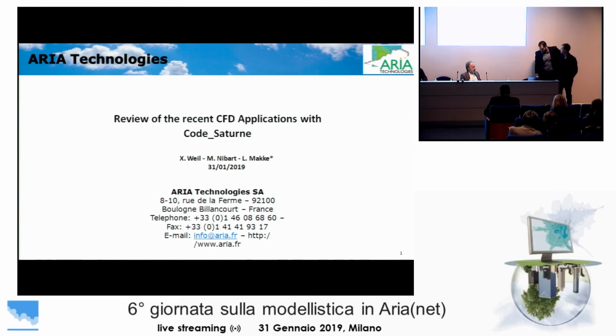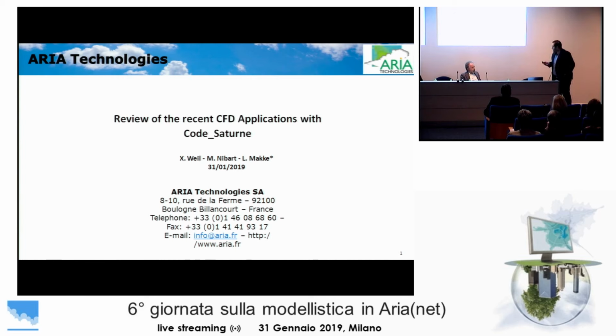And Laurent is going to present some fluid dynamic applications. And then I'm going to present two projects with PMSS, so Parallel Micro Swift and Micro Spray. Hope you enjoy. Okay, so hi everybody. Thanks a lot to AriaNet to enable us to have this pitch.